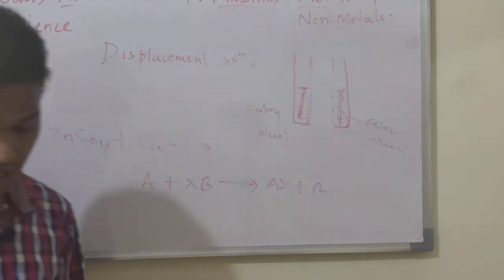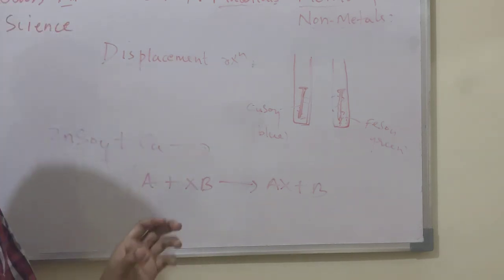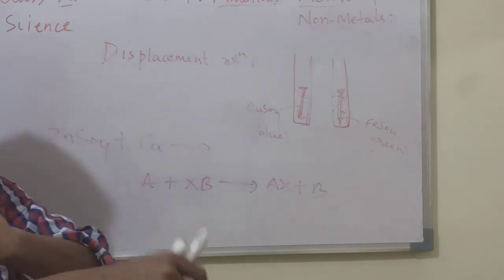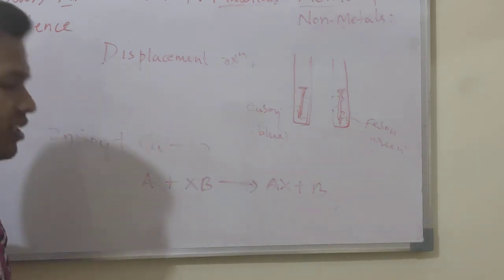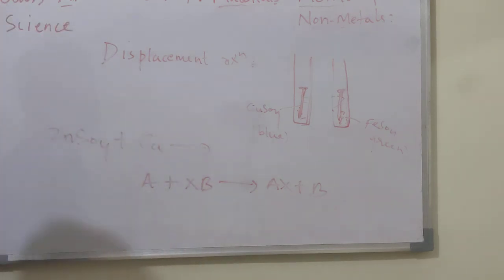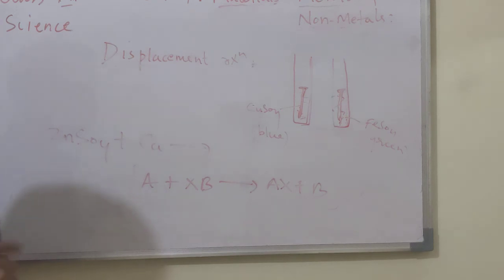I hope you understood displacement reaction. What is displacement? Displacement means something is replacing; displace means changing place. So this is the displacement reaction based on the reactivity series. More reactive metals will displace less reactive metals. Less reactive metals cannot displace more reactive metals. This is what we learned today about displacement reaction. In higher classes you will learn more about displacement reactions, and also about double displacement reactions.